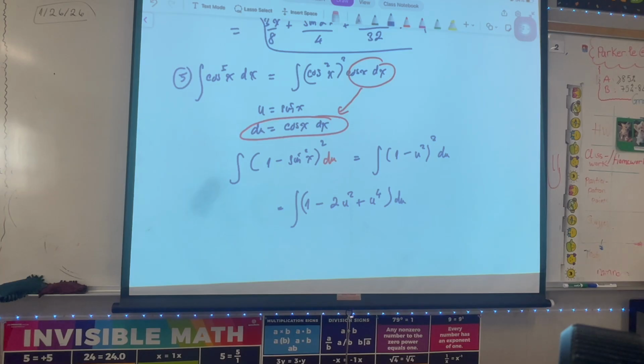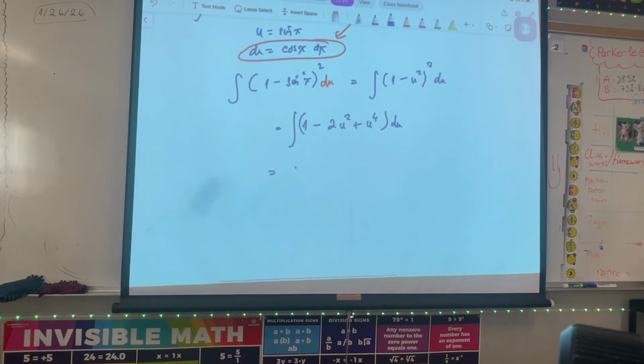Oh, whoa. That's it. You see that? It's going to be u minus 2u cubed over 3 plus u to the 5 over 5 plus c. And that's going to be sine x minus sine cubed divided by 3.